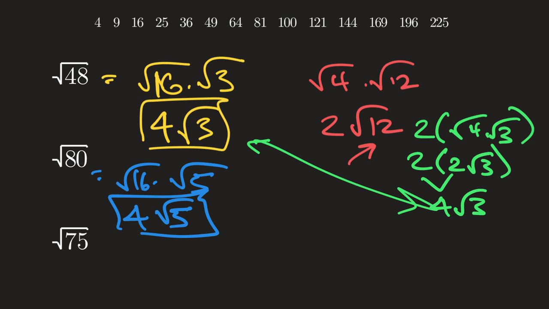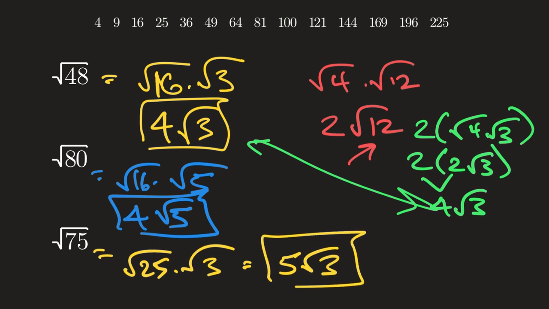Last one on this screen here is root 75. 75 is not a perfect square number, so we're going to get our two radicals going here. Guys, what's the largest perfect square number that goes into 75? 25 times what? 25 times 3, good. 25 times 3, so we rewrite it. And then the square root of 25? This is going to become 5 root 3.